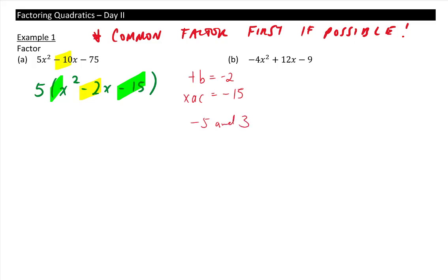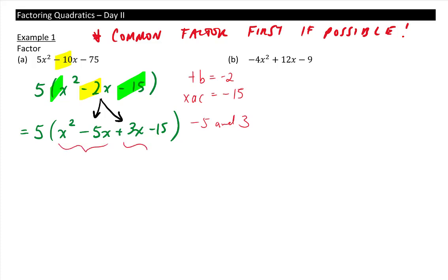So we take our expression. Remember, the 5 is the spectator right now. We have x squared minus 5x plus 3x minus 15. We took that 2x and split it into minus 5x and positive 3x. Next, we're going to factor by grouping.